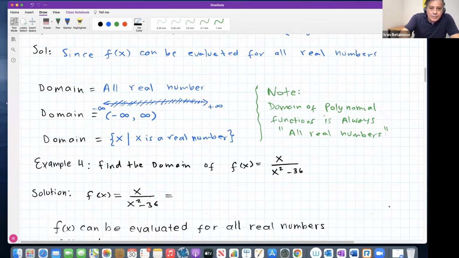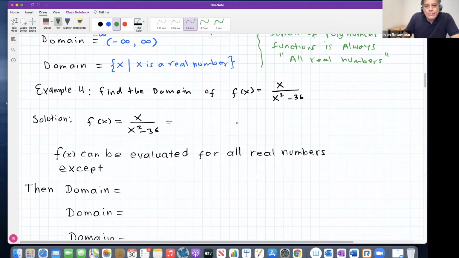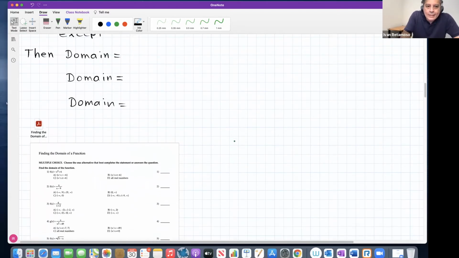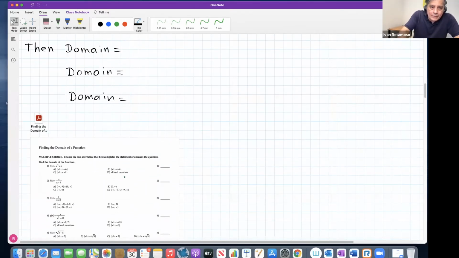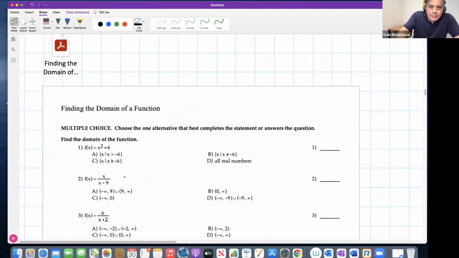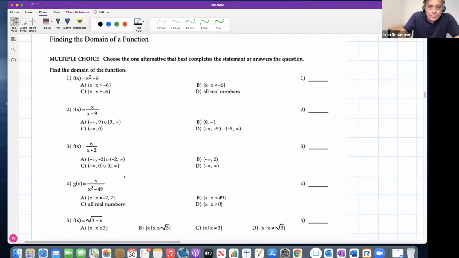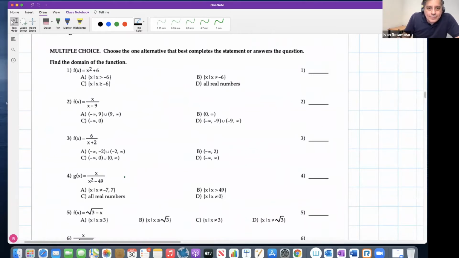Okay, guys, moving on to something more challenging. Example 4. Find the domain of this function f of x equal x over x squared minus 36. What should be the domain of that function? Well, before we go over this, I'd rather you practice. Remember, practice makes the master, guys. And then we will go over that form and we will continue practicing the worksheet. So look at the worksheet here on the notes, also available on our website in Blackboard. And I want you to try first number 1 quickly, and then we will move on.